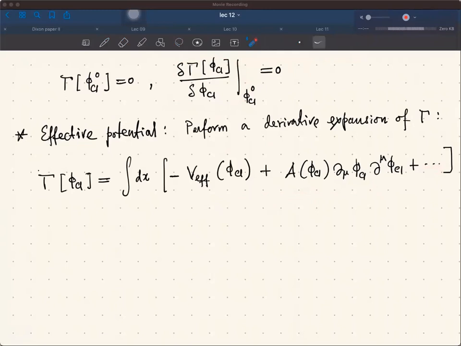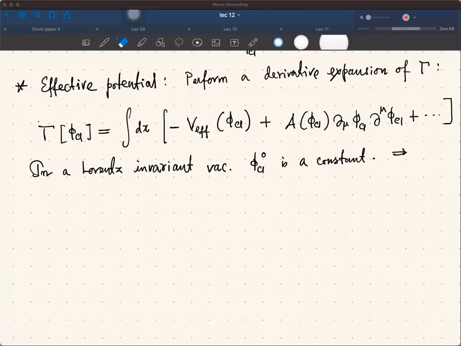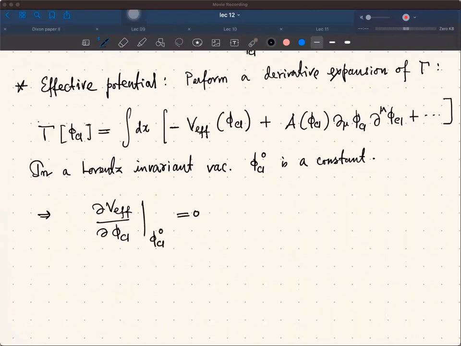And then when you choose the Lorentz invariant vacuum, phi CL 0 is a constant, and therefore the extremization condition will simply be that del V effective phi CL at phi CL 0 must be 0.